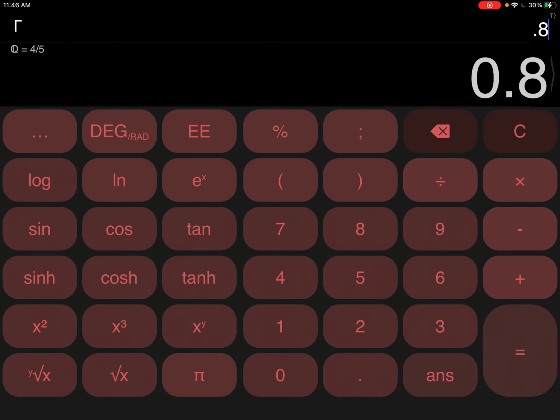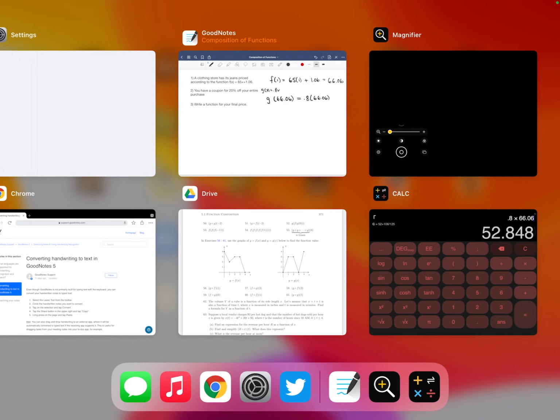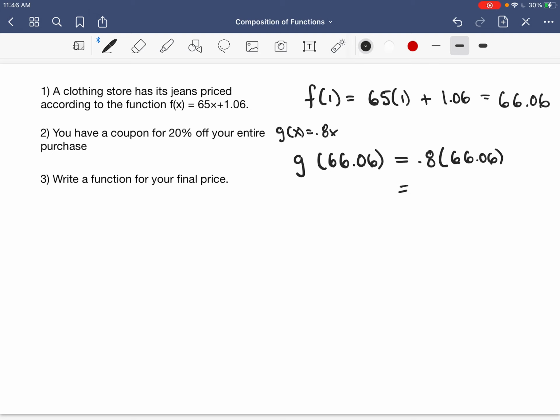We want to do 0.8 times 66.06. That's going to be $52.85. All right, so a composition of functions is when you take a value from one function and use it in another function. The other way we could have done this is backwards. We could have done the function g of f of x, because we needed the value for f of x before we could evaluate g of x.